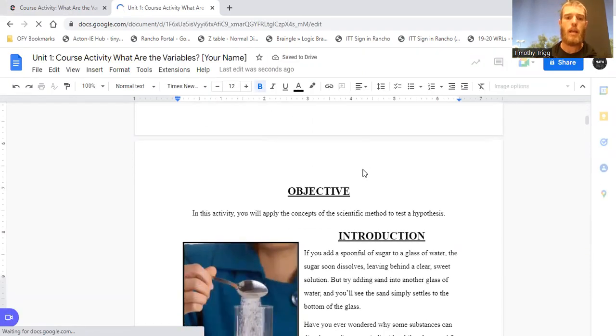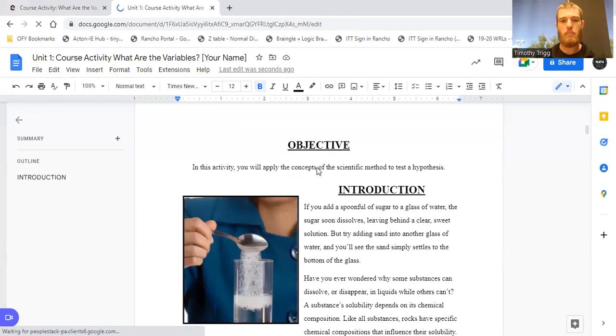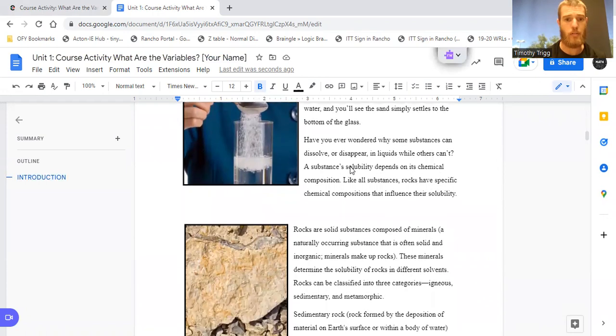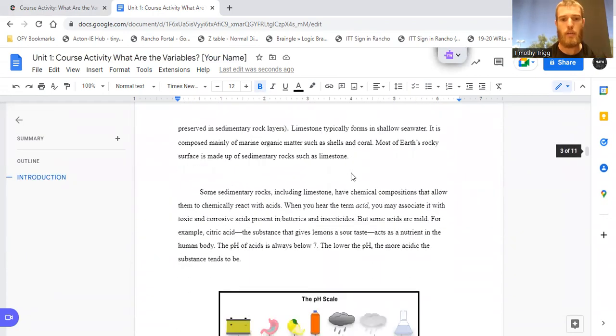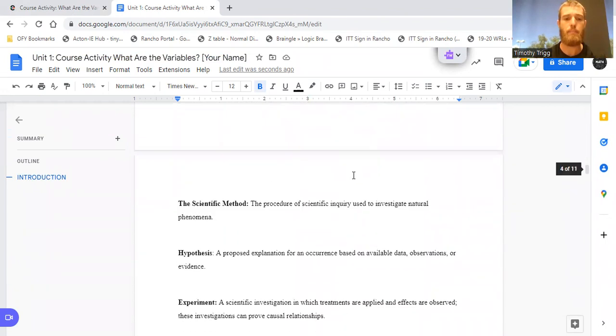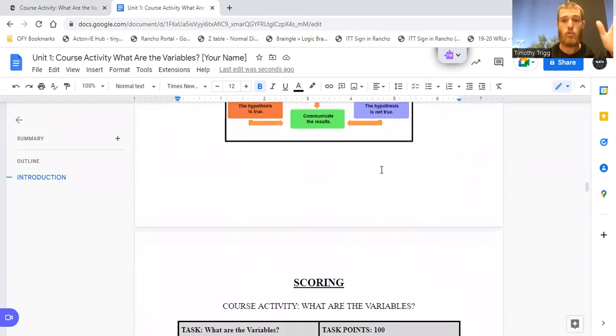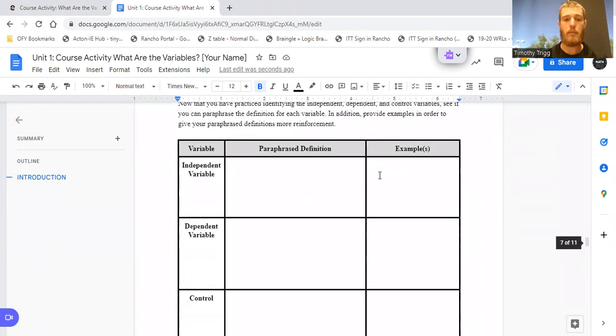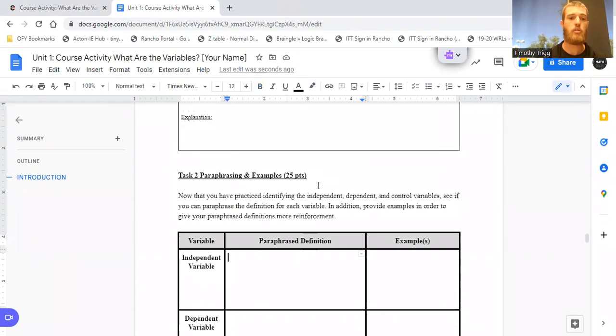All right. Now there's some stuff here. You could read this objective and you could read this introduction, but I'm not going to. Blah, blah, blah. You could read that if you want. It's some interesting stuff, but the main thing I want you to see is, we're going to scroll down, down, down, and talk a little bit about this section right here. We're going to start actually with Task 2, paraphrasing and examples.